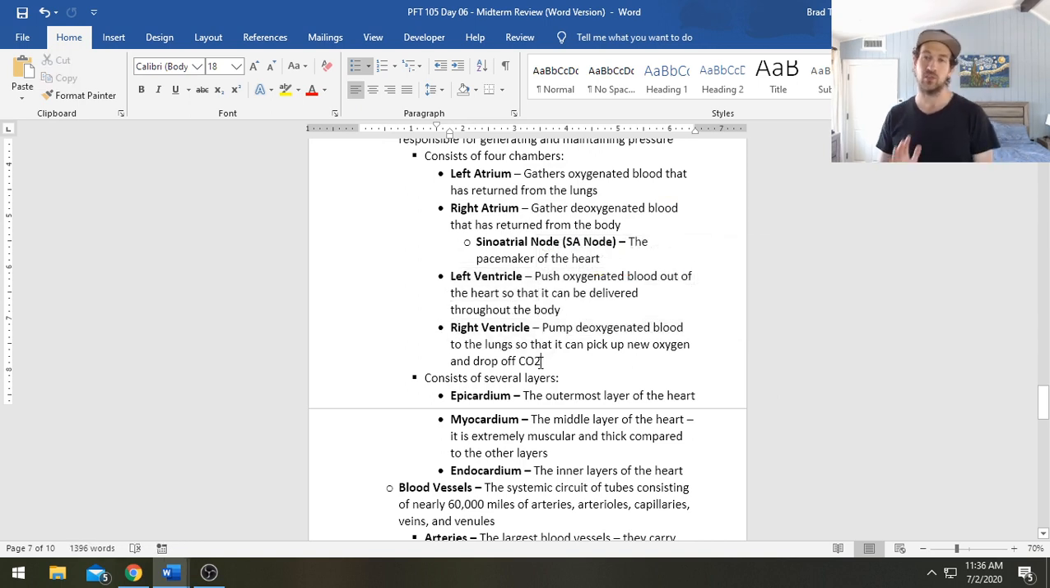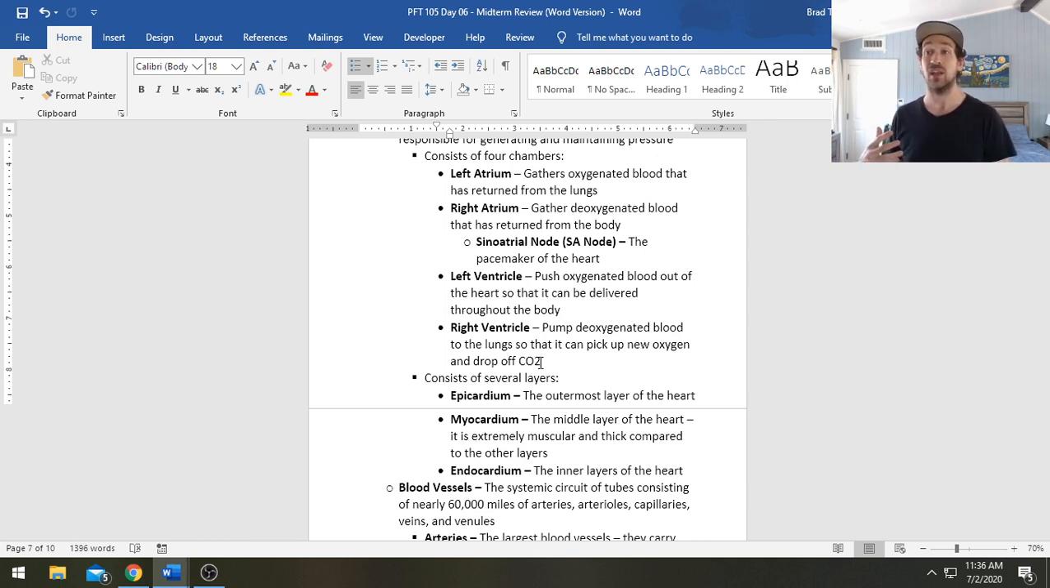So if we start on the right side of our heart, your right atrium gathers deoxygenated blood. Let's say that blood cell's done its job, it delivered oxygen to whatever tissue it was supposed to deliver it to, and now it's got to get back to the lungs, right? Well, it's going to drop into the right atrium to be gathered. That's what atrium means. It's a gathering site, right? So the right atrium will gather that blood, which will then drop into the right ventricle. The right ventricle will then contract in order to pump blood into our lungs.